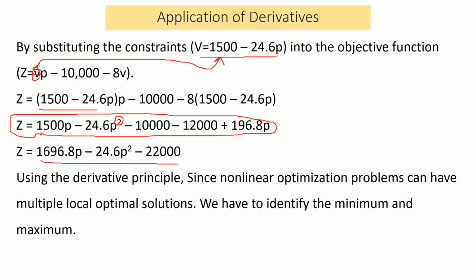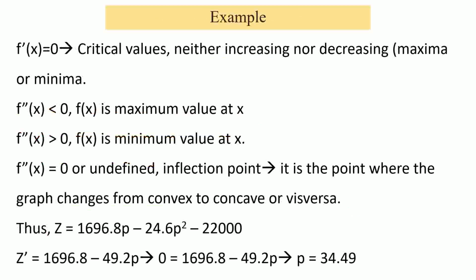So for this nonlinear programming, we use derivatives to find the optimum solution. Using the derivative principle, since a nonlinear optimization problem can have multiple local optimal solutions, we have to identify the minimum and the maximum. So before that, it is better to see some of the principles of derivatives.